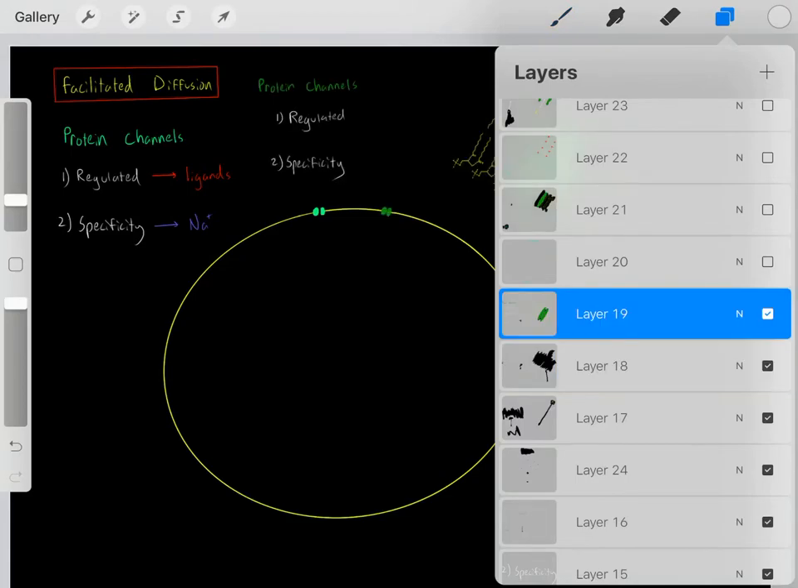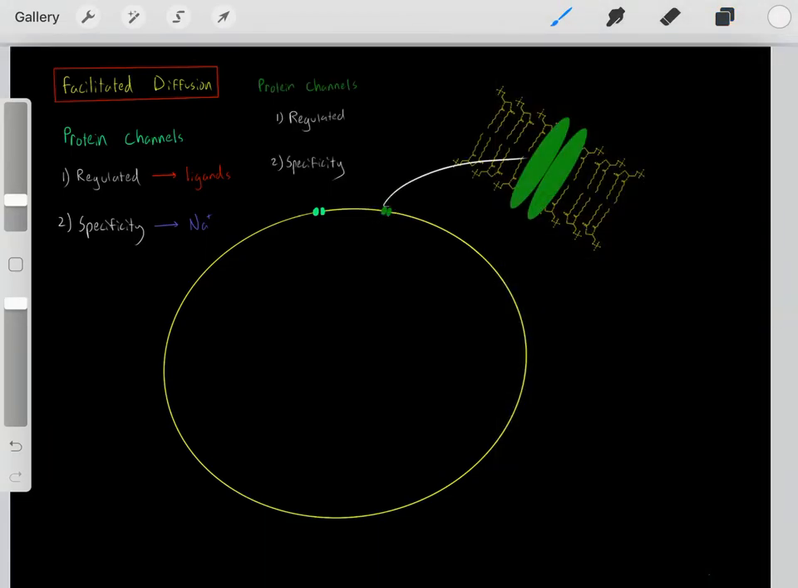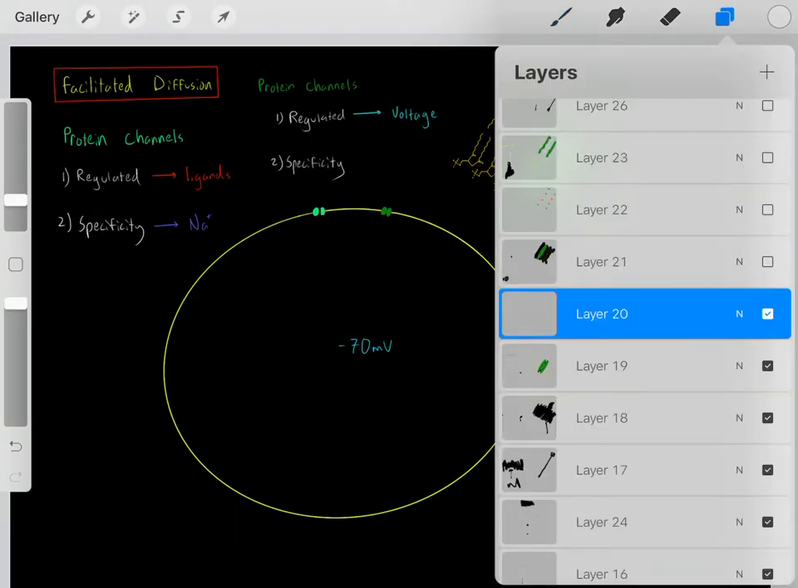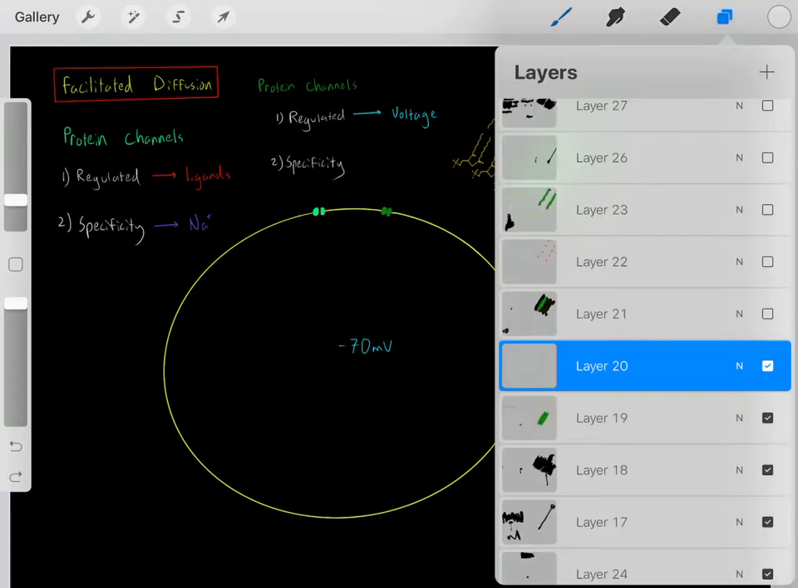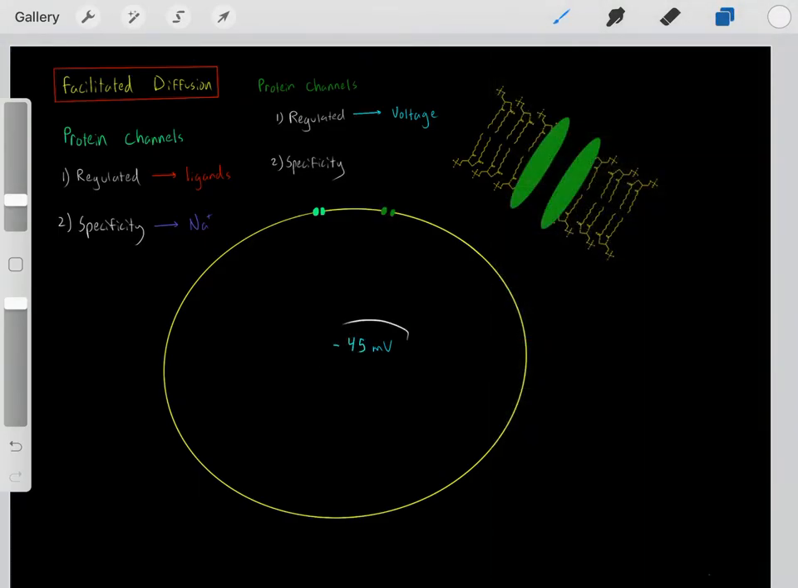So let's do another example. Let's say we have this completely different channel. And again, all channels can be characterized by the way they're regulated and which ion they're specific for. Let's say this channel is regulated by voltage. So that's interesting. What does that mean? Well, normally inside of the cell, the voltage is at negative 70 millivolts. When the voltage is at negative 70 millivolts, the channel is closed. However, if the voltage increases to negative 45 millivolts, then the channel opens.